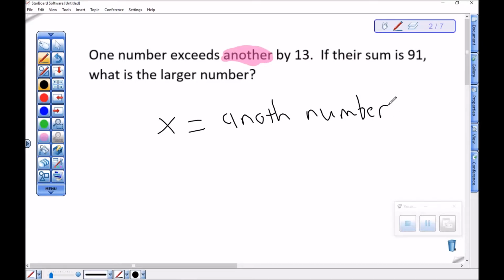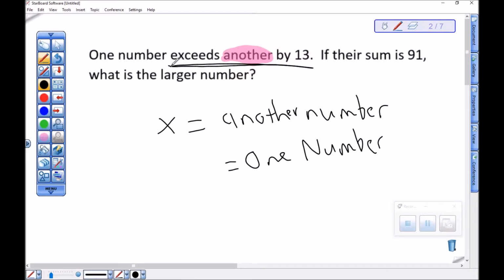Now, the reason that I wanted to pick just one of these is in this case I can write that other number in terms of this one. So this is going to be my one number, exceeds another by 13. To exceed by 13, exceed means make bigger. So this number should be my another number, x, plus 13. Okay, so I've got one number right here, exceeds another number by 13.